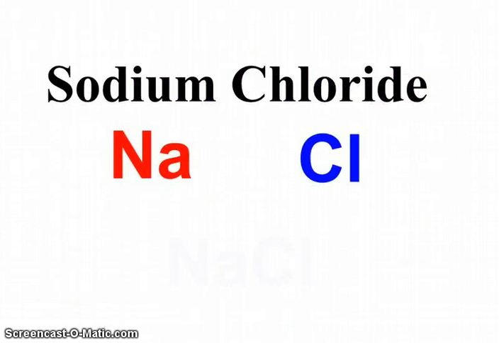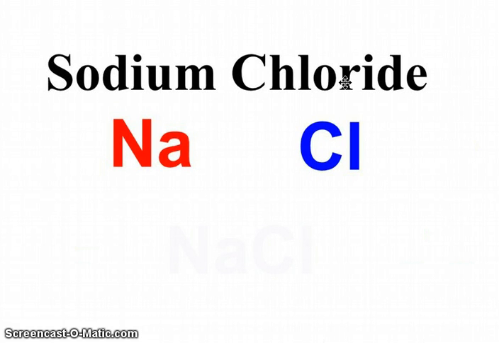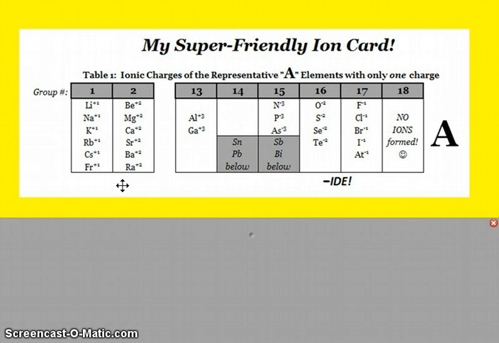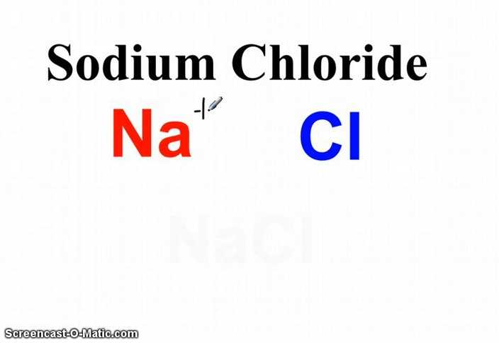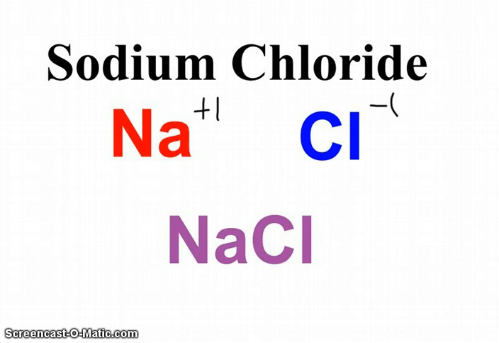Again, the first one there on your sheet, sodium chloride. So I've got to find the sodium ion and the chloride ion. Well, those are going to be on your super friendly ion card. When I look at the top of my super friendly ion card, I find sodium here and I find chloride here. And so those are my ions. From the card I saw that sodium was a +1 ion, chloride was a -1 ion, and now I know I can put them together and create the formula NaCl because I need one of each ion.